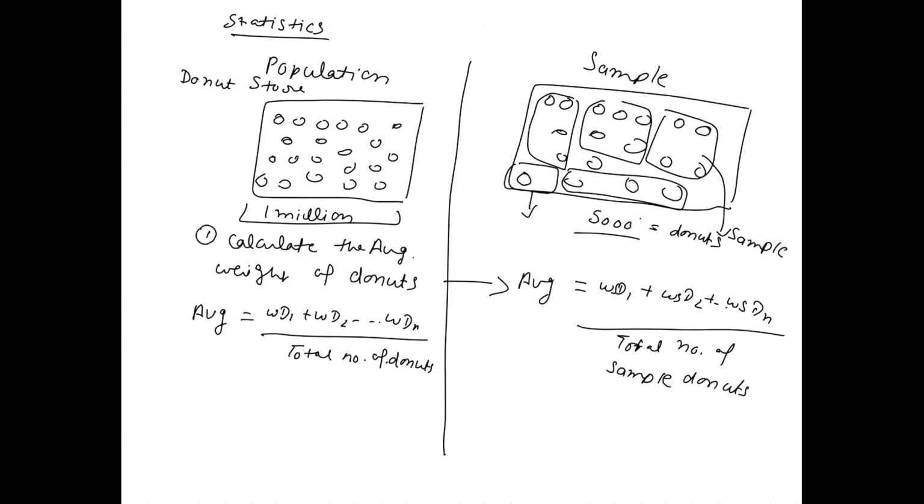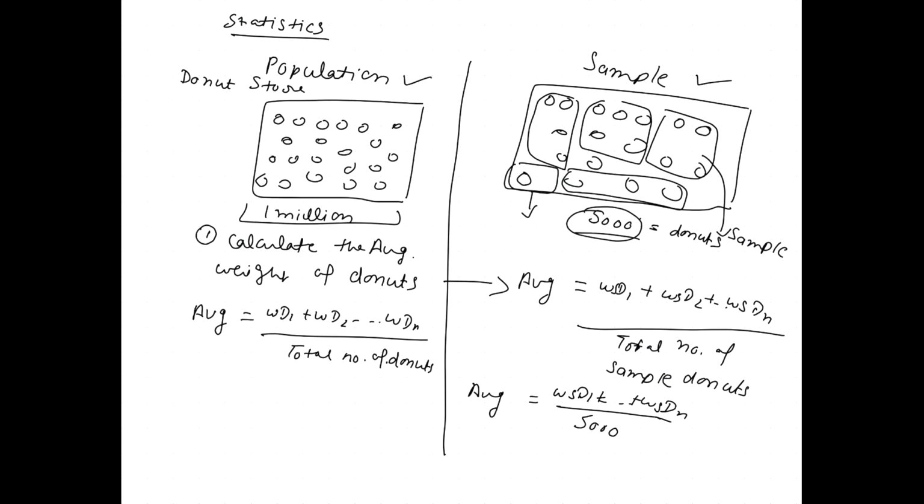So if this is 5K donuts, it is going to be divided by 5K. It is not going to be divided by 1 million because we are picking up a sample of the donuts from it. And here will be the weight of each sample donut of the 5K, and then it will calculate the average. So this is the technical difference in how you do the analysis using the population and the sample.